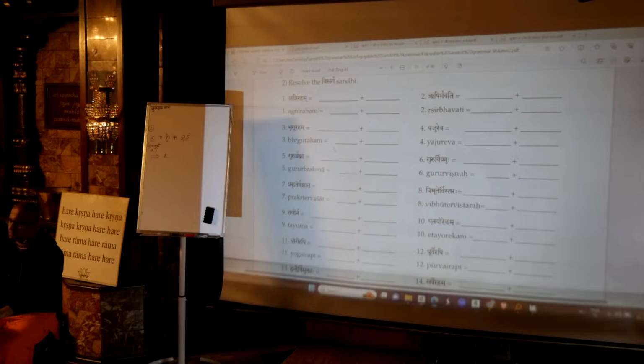Bhruguraham. See, Bhruguraham. So you can see some word here clearly. Oh, sorry, I did wrong. Bhruguhu plus aham. Like that. Yajureva. Yajureva. You want to tell, Mataji? Very nice. Yajuhu plus eva. Yajuhu eva becomes Yajureva. Yajuhu is the Yajurveda. Like that. Yajuhu eva.